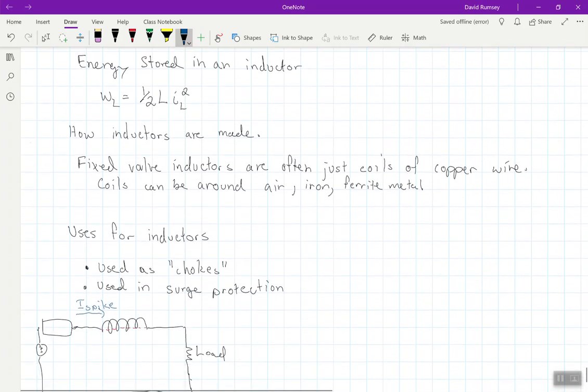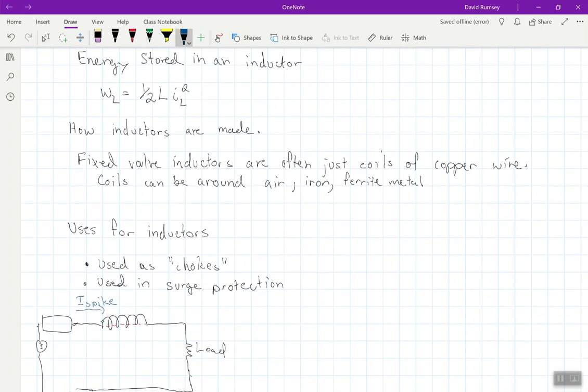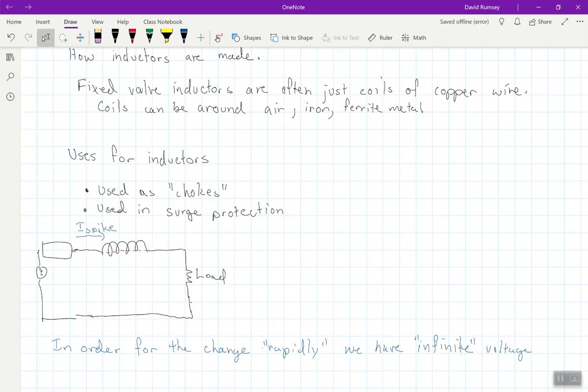But we know if it's been on for a long time, it's acting as a short. Since it's on for a long time, we know that the voltage is equal to 0 volts. So in other words, it cannot change its current rapidly. It's not to say it can't change its current. Absolutely, the current can change. But if you get a spike coming through here, it won't let that spike through. And that's why it's sometimes referred to as a choke, as it's choking out current spikes.